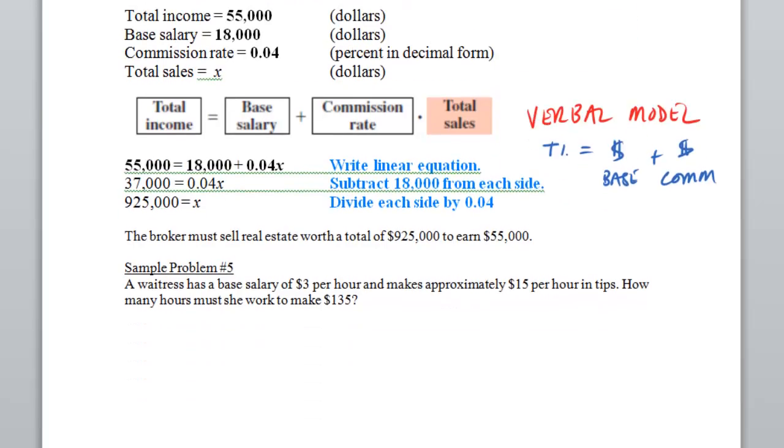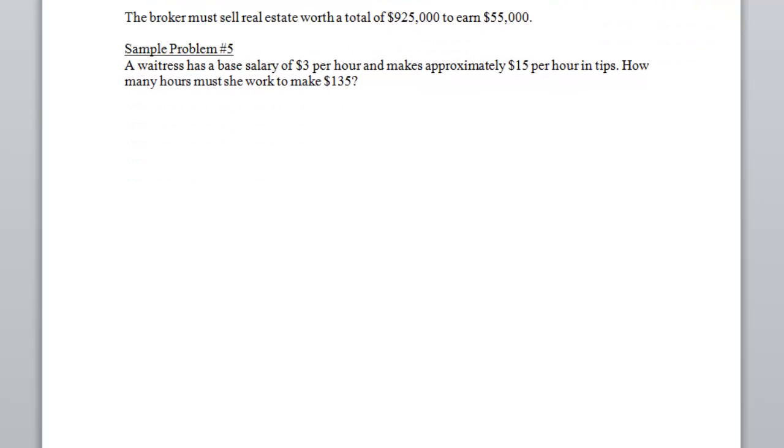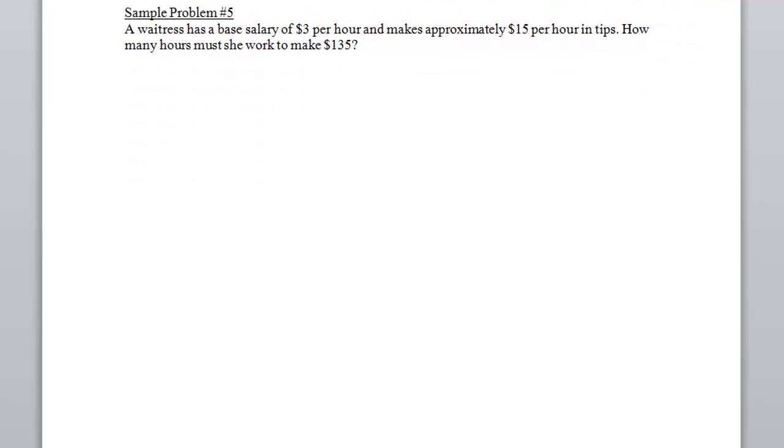So let's bring this down. Let's change the scenario a little bit to maybe something that you might be doing in college in a few years. Sample problem 5 describes a situation of a waitress who earns a base salary but then also receives tips on an hourly basis. So go ahead and take an opportunity to work sample problem number 5 and use the previous example to guide you.